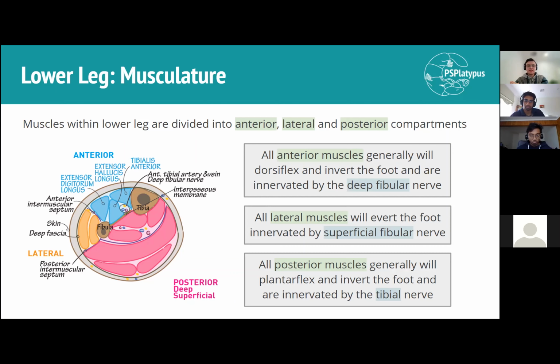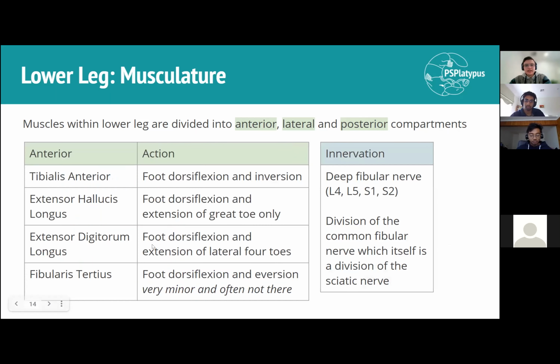Because you've got eversion in the lateral muscles, you also need something to invert. And the posterior muscles will be the tibial. Okay, now onto the muscles. I'm not going to spend a huge amount of time on this because you are probably already familiar with the naming conventions. So you know what something like extensor means, you know what longus means, you know what digitorum means.